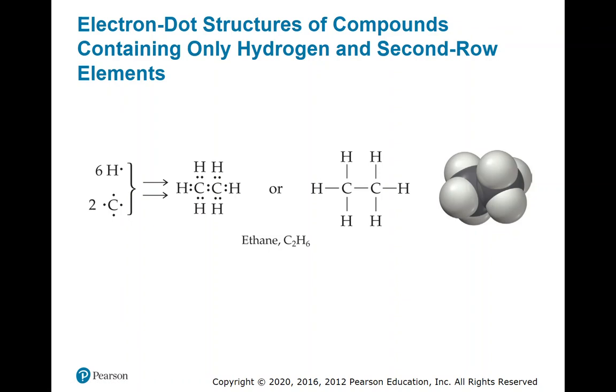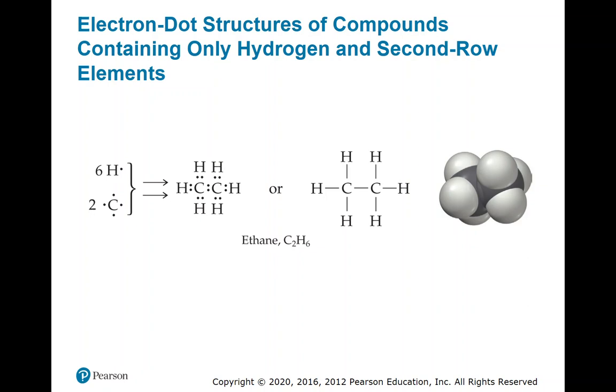Okay, so the next thing I want to address real quick is the notion of drawing electron dot structures of compounds containing only hydrogen and second row elements, so stuff like carbon, nitrogen, and oxygen. This is important because most of organic chemistry, if you've come across that term or if you'll actually be taking that class, revolves around compounds that largely consist of carbon, hydrogen, and other elements, most of which are in row 2.